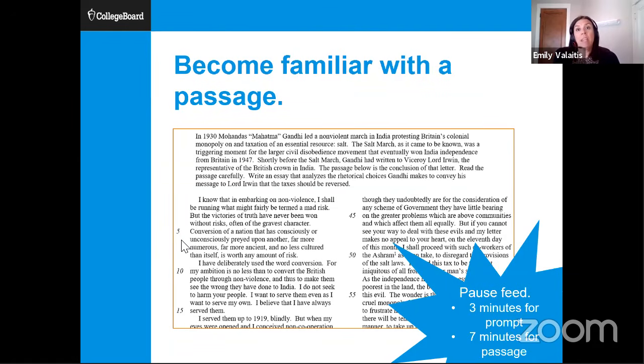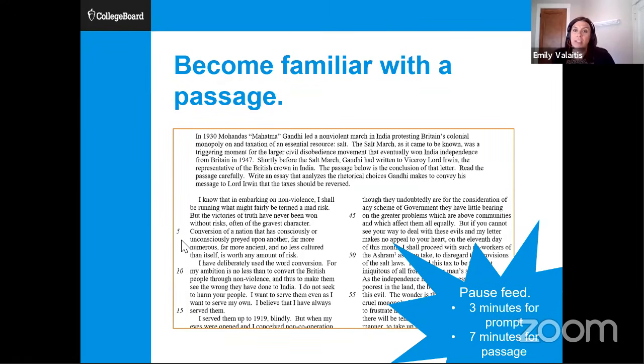Pause the feed and take about 10 minutes. That's what we've been recommending for you, to take 10 minutes to break down the prompt and the passage. You'll take 3 minutes just to try to understand the prompt itself. What is it really asking you? What information is it giving you? How might you recognize the rhetorical situation within it?